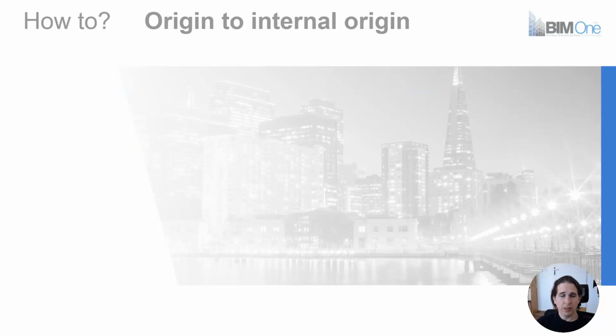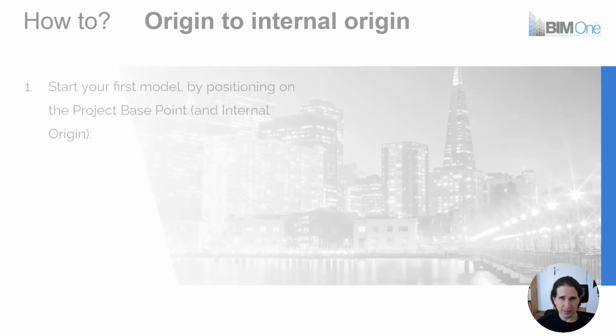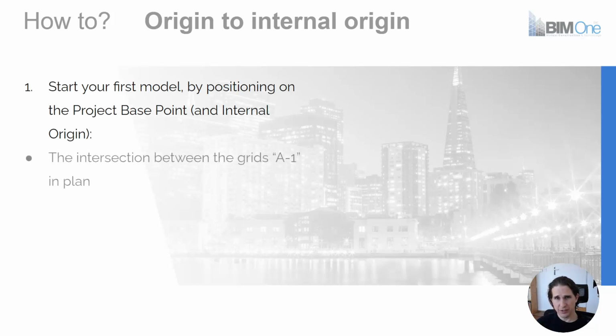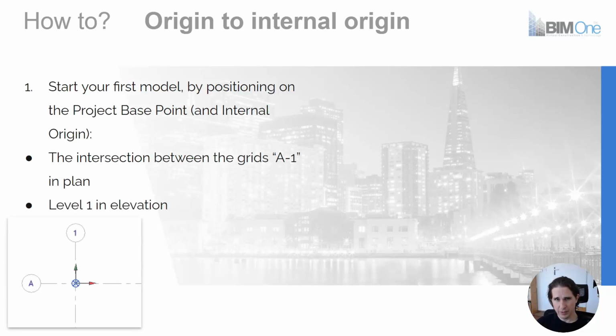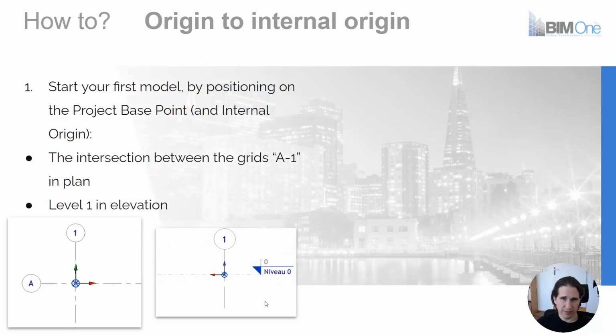So case number 1, working with origin to internal origin placement. You will start your first model by positioning the project base point and internal origin. So you need the intersection between the grid A1 in plan and the level 1 in elevation. And the grids and levels will move. We know about it. Nothing serious. Remember that nothing will move independently.